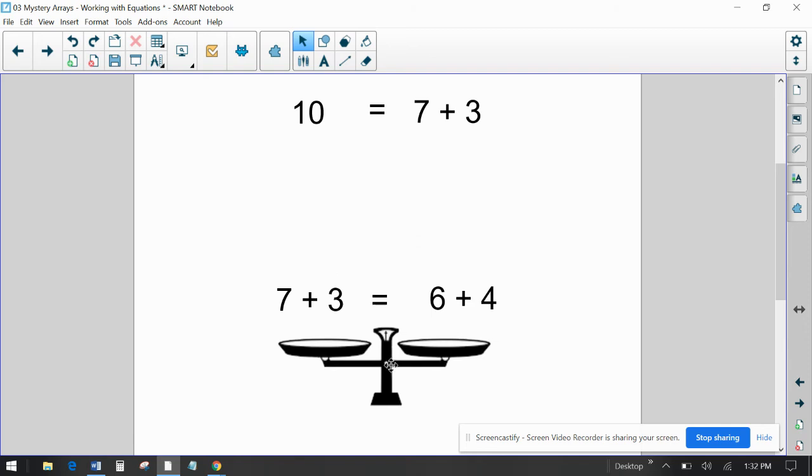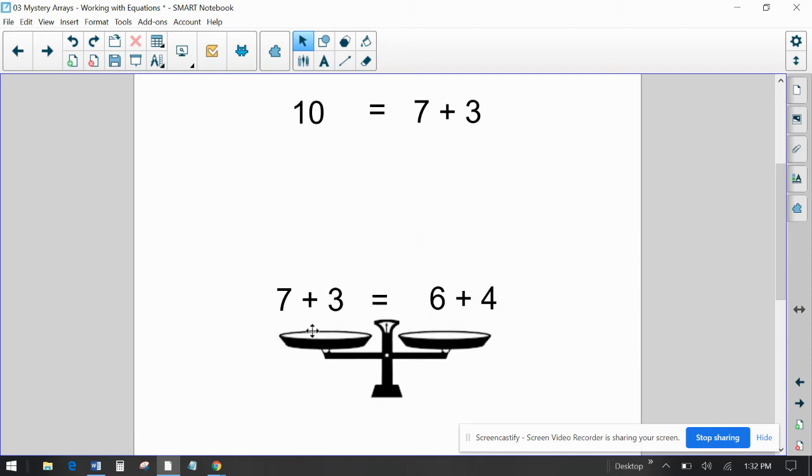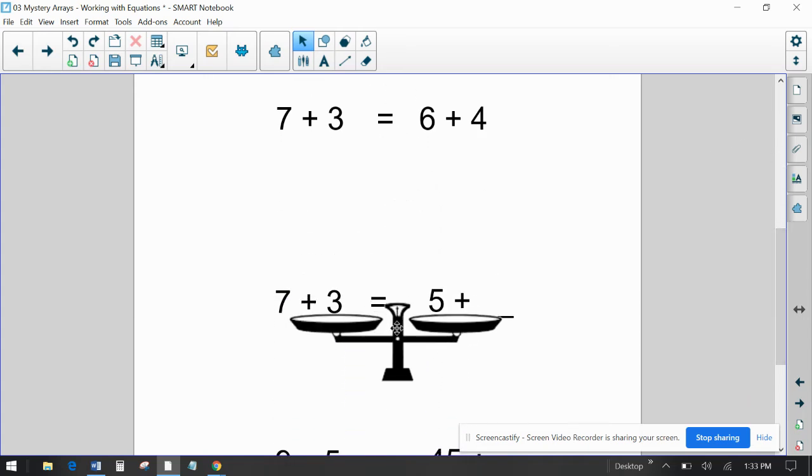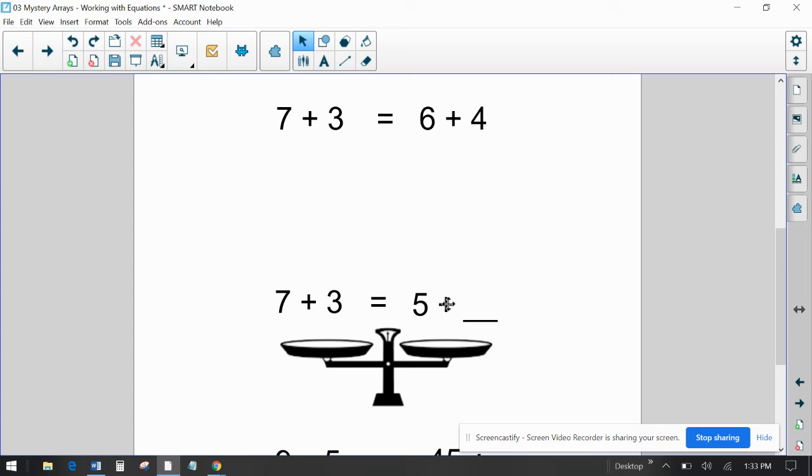So if we looked at this equation, we have 7 plus 3 on this side is the same as 6 plus 4 on that side, because that's a 10 and that's a 10. So 10 equals 10. So that is a true equation. Sometimes you need to make it balance. There's a missing value here. So 7 plus 3 is 10, and that is equivalent to 5 plus what? And that's the work you have to do.